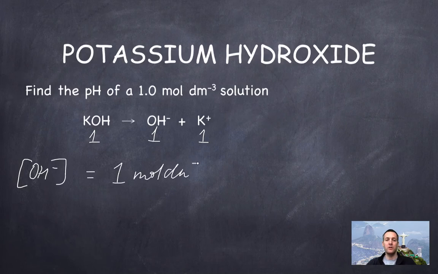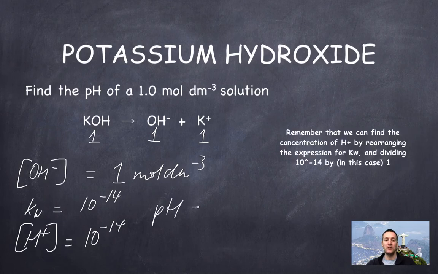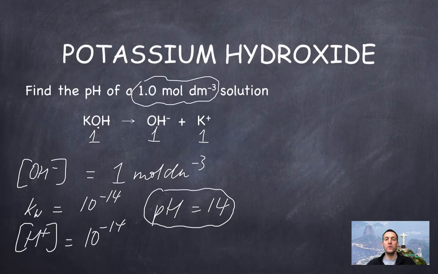And we also know that the concentration of H+ multiplied by that is equal to 10 to the minus 14, because Kw equals 10 to the minus 14. And this must mean that the concentration of H+ is equal to 10 to the minus 14. Or in other words, the pH equals 14. So again, the acidity or the basicity of our solution depends not only on the concentration of the solution, but also on whether it's strong or weak.